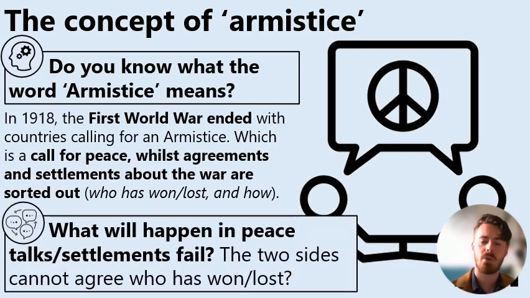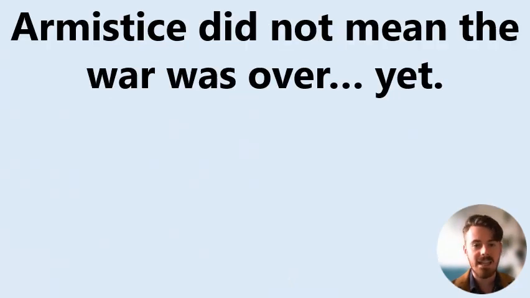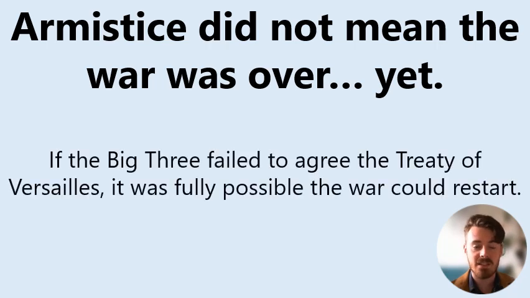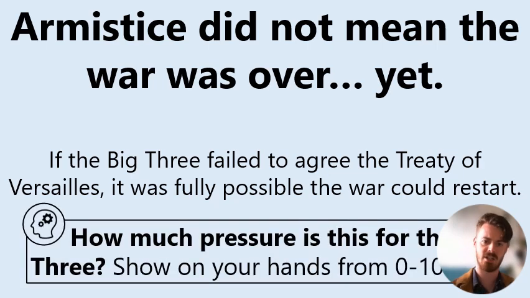Now, that poses a question. What happens if a peace agreement cannot be agreed? If the big three fail to agree on the treaty, the war will re-begin. It will start again, because this armistice is not a certain peace. And that adds pressure, doesn't it? That makes you go, ooh, I don't want to be responsible for the war starting again. That's going to make you want to come to a compromise. And remember, these three do not agree in any way, shape or form.